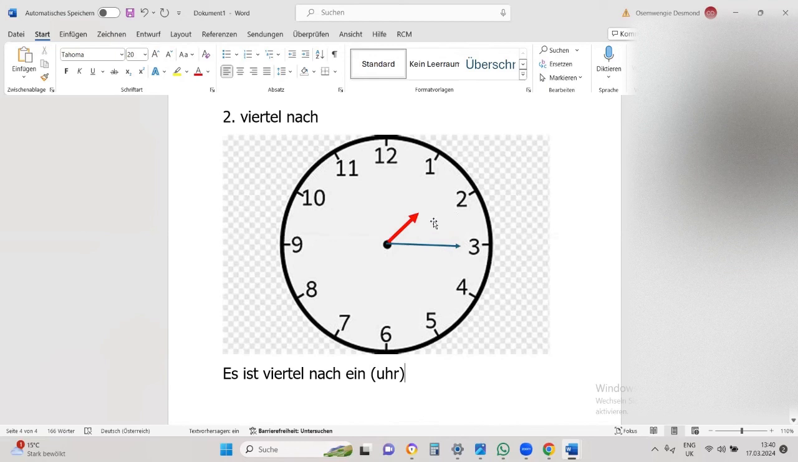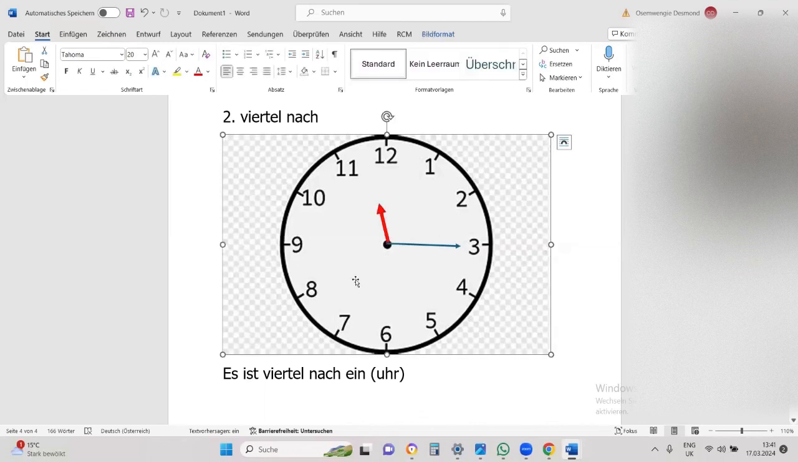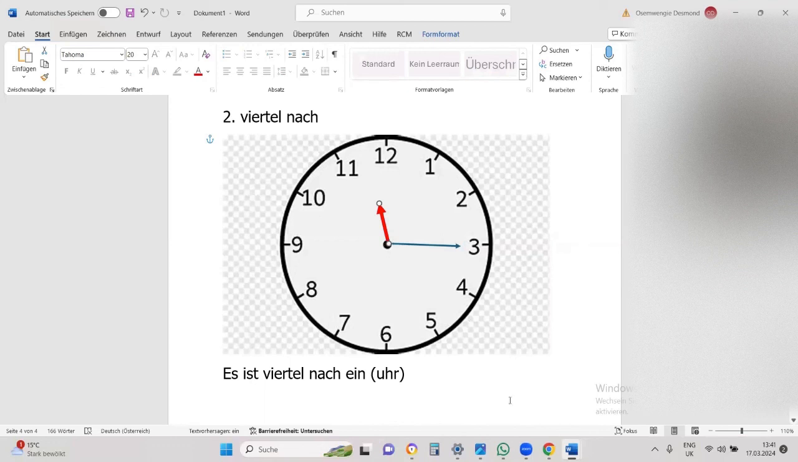So now that you know that, what do you think now? What if it now passes 2? What will be the time if they ask you? Es ist Viertel nach 2. Good. And let's assume we are at 11. Wie spät ist es? So, es ist Viertel nach 11 Uhr, or es ist Viertel nach 11.